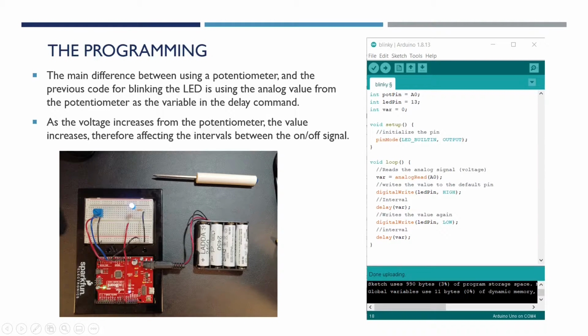So, the programming of the potentiometer. Basically, we can change the on-off intervals of the blinking light with the potentiometer. As we can see here in the code, if the potentiometer is turned up, the voltage can change the delay between each blink.